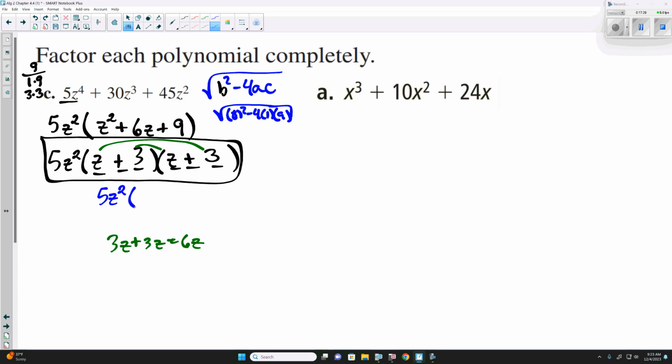Because our z plus 3 and z plus 3 are the same. So I could say that it's 5z squared times z plus 3 squared. Because whenever we have a term multiplied by itself, it's the same as squaring it. Either one of these here, you don't have to have both. You just need one. So if you left it as 5z squared times z plus 3 times z plus 3, that is the correct answer. Questions on these here? Questions on anything we've done so far? Let's do one more.